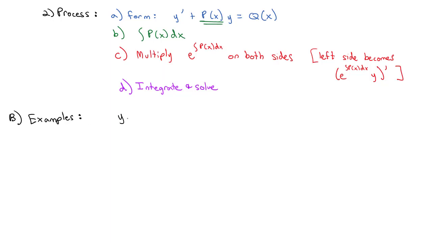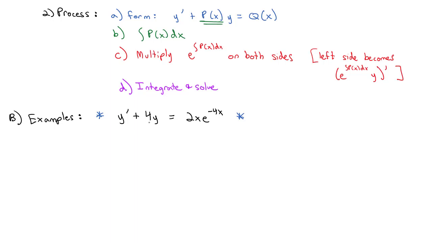We're going to solve the differential equation y prime plus 4y equals 2x e to the negative 4x. Our first step is to get it in the correct form, and this one actually already is in that linear form. The y prime is alone. We've got y times some function, it's just the number 4, and it's equal to some other function, 2x e to the negative 4x.